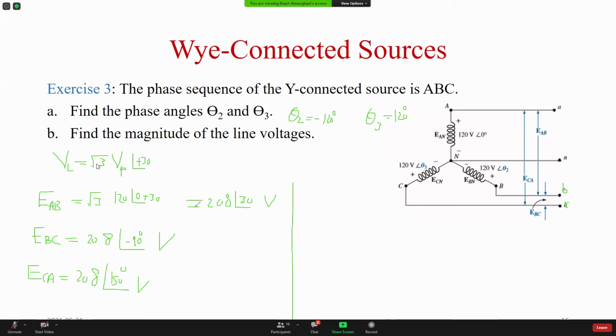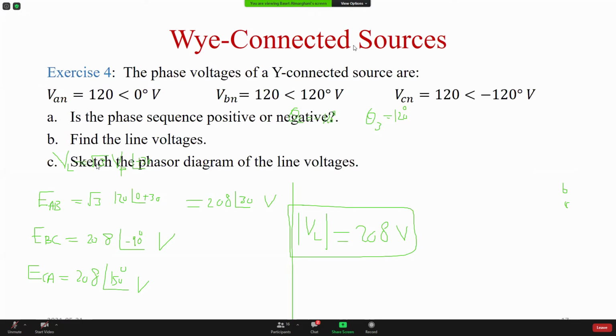Now the question doesn't say find the three values, it says find the magnitude. So VL, the magnitude only, is 208 volt. Because it says find the magnitude, not with the angle. But this is the detailed answer, and this is what they actually want. Okay, I'll give you a minute so you can copy this down or take a screenshot. Okay, now I'll continue.